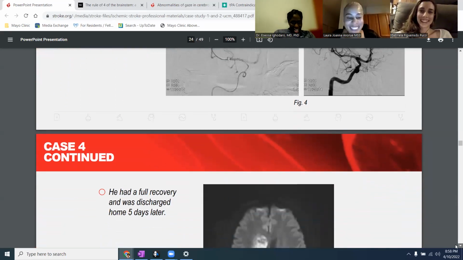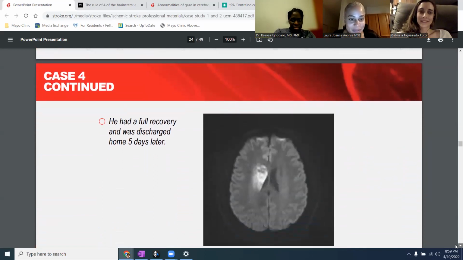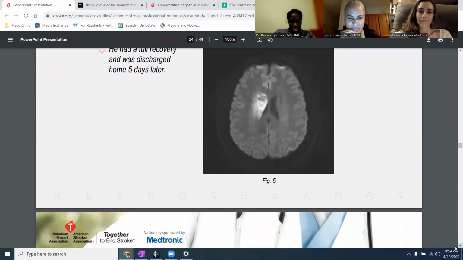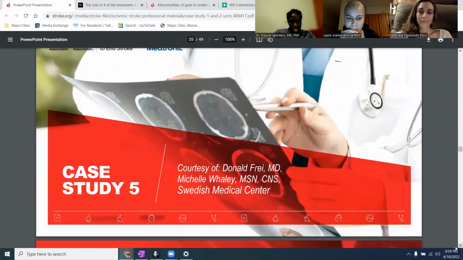Okay, there it is. Full recovery. DWI shows diffusion in the basal ganglia. Awesome.